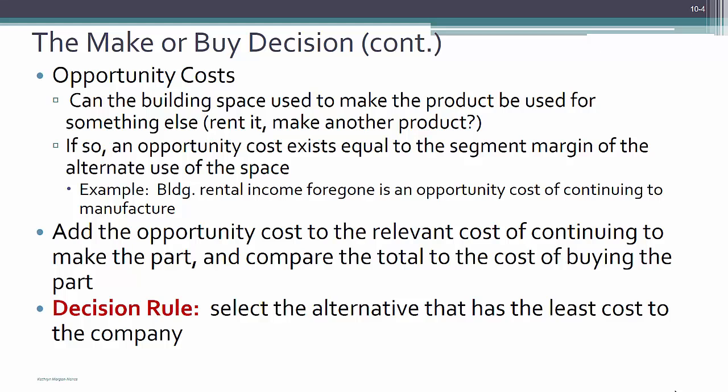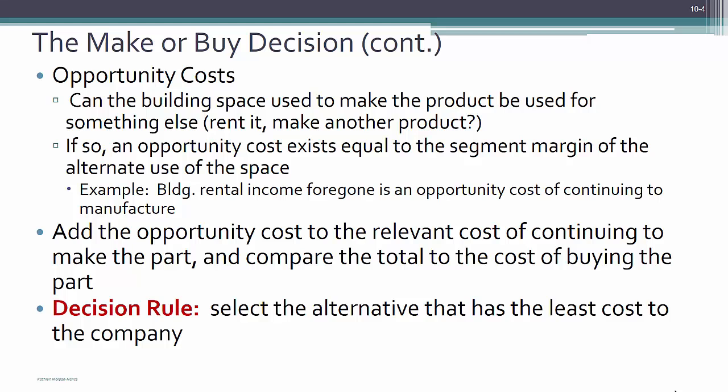go to college full-time. When facing a make or buy decision, companies should consider options for the factory space used to make the product they are considering buying. Perhaps they can rent out the space to another company, or they can make a different product that has a higher segment margin. If they can use the factory space for something else, an opportunity cost exists that is equal to the segment margin of the alternative use of the space.